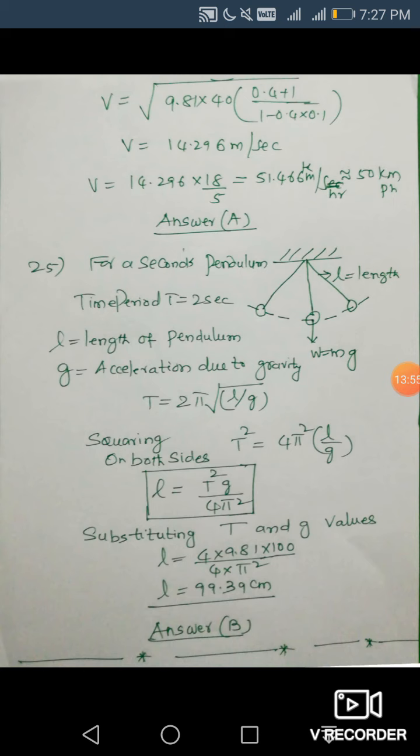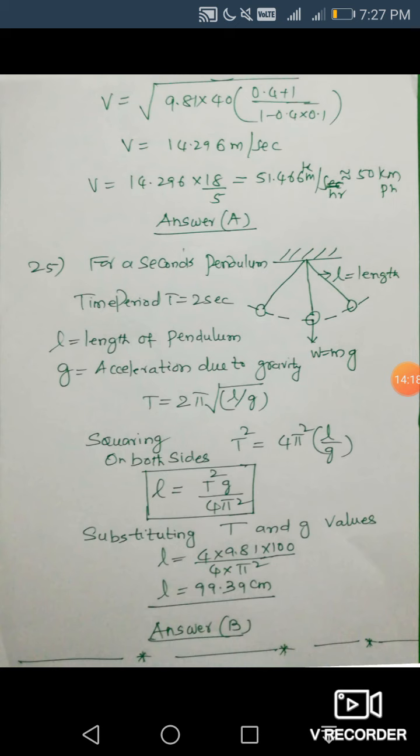The relationship between the time period and the length of the pendulum, for a simple pendulum, is given by T is equal to 2 pi root L by g. So substituting for T, T is equal to 2 seconds. The time period for a seconds pendulum is 2 seconds. That means half a revolution will take 1 second, and to complete another half revolution it will take 1 second. So total revolution will take 2 seconds. So time period is equal to 2 seconds.